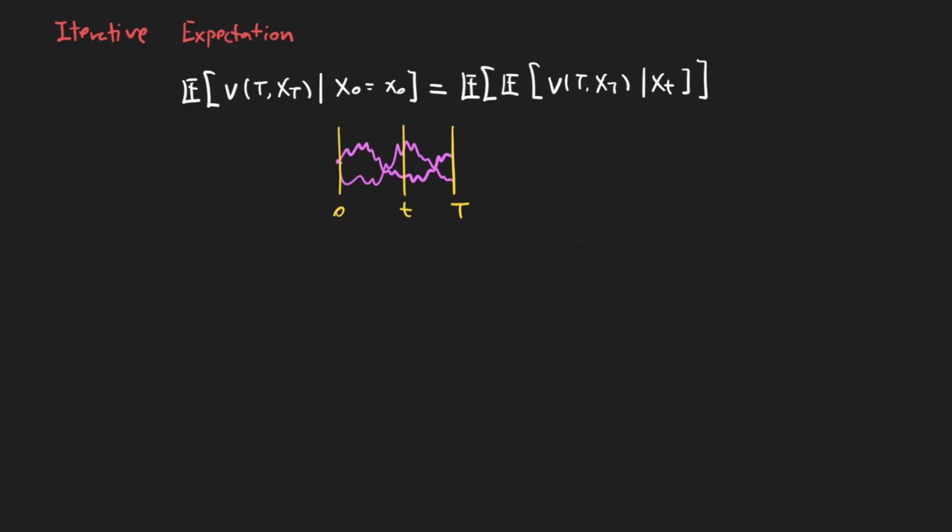And in order to write this in terms of the integral, we can define the function v of t and x that equals the conditional expectation, conditioned on X_t equals x. Let me just copy the left-hand side.